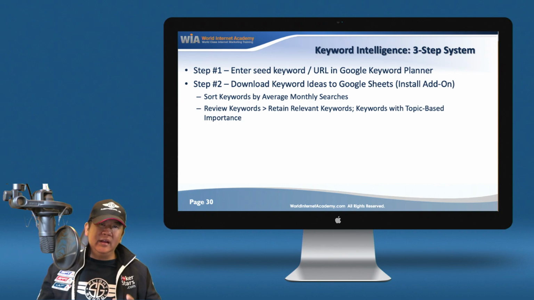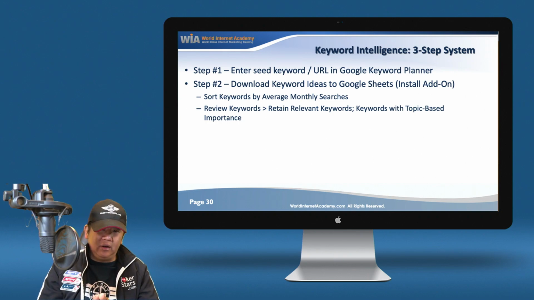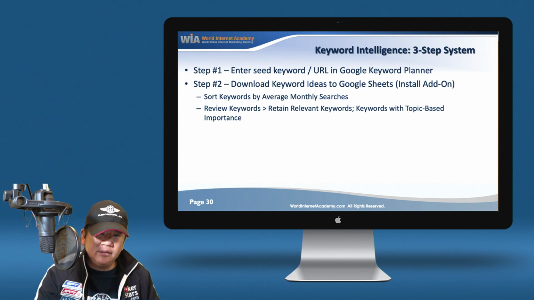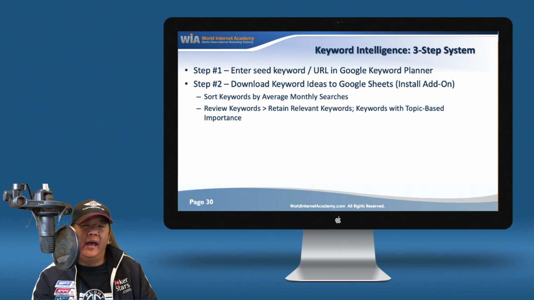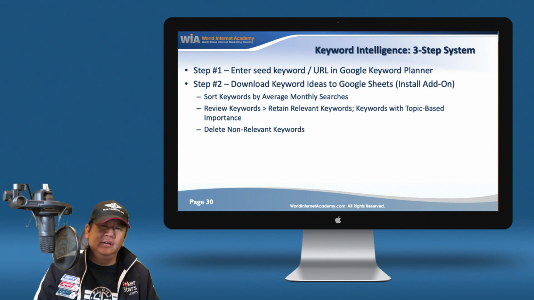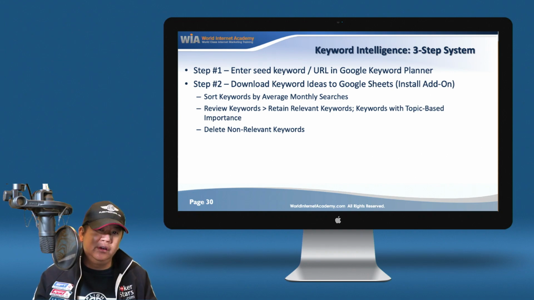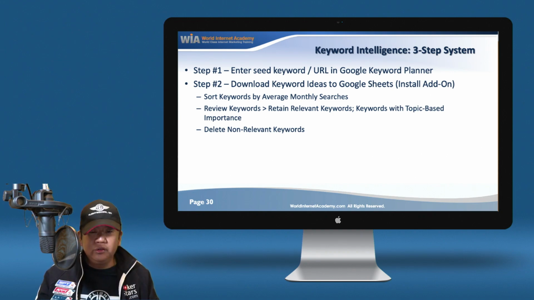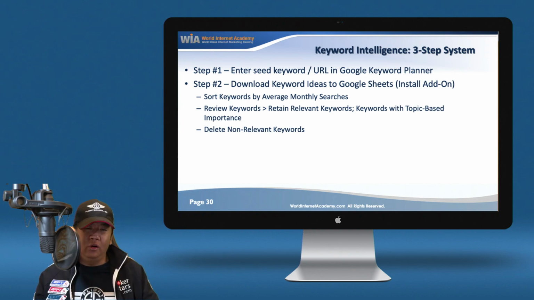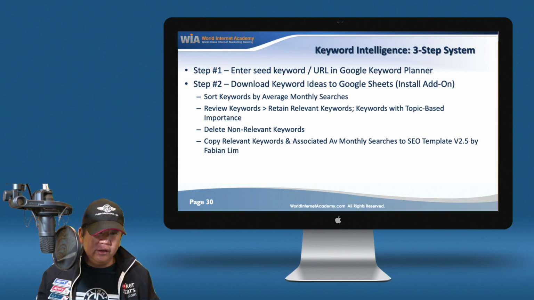And this is where the next stage of the keyword intelligence methodology starts. Because over here, we are saying review keywords, retain relevant keywords, and keywords with topic-based importance. That also means delete non-relevant keywords. So all these can be done on the Google Sheet itself. You can manipulate the Google Sheet, and in the unlikely event that you screw up, you can always start again. Not a problem.